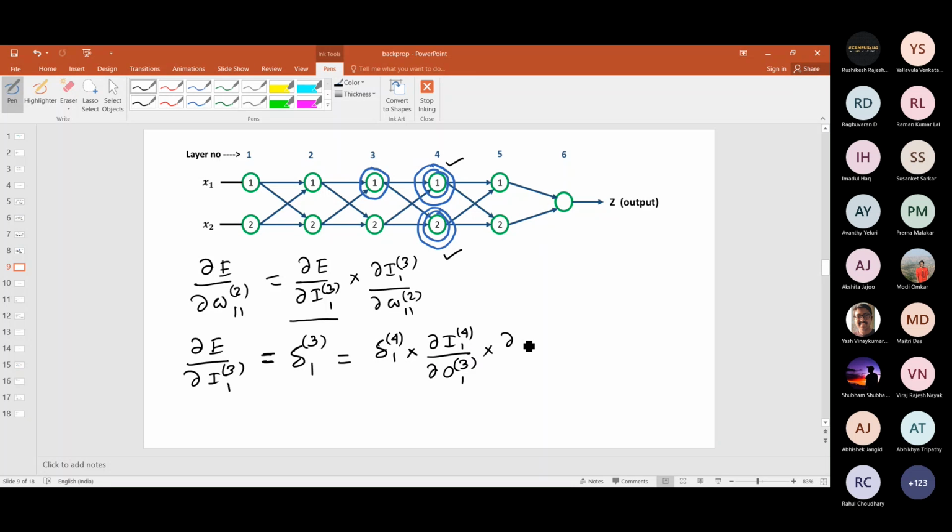into del O31 with respect to del I31, plus the other one, where it is delta 42 into del I42 with respect to del O31 into del O31 with respect to del I31. Okay, so this is the formula.